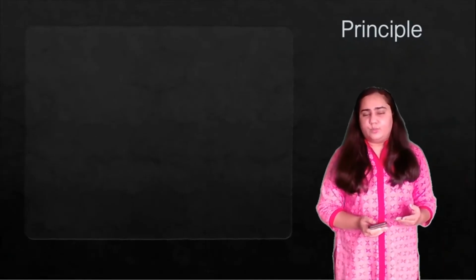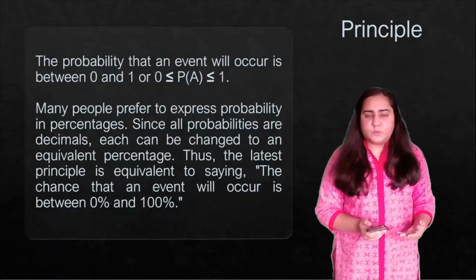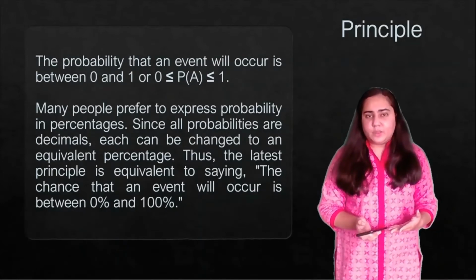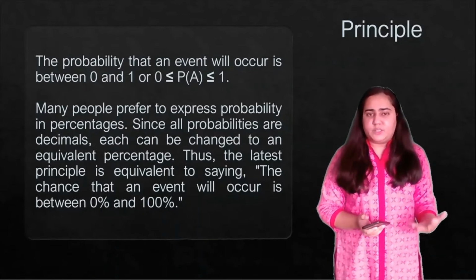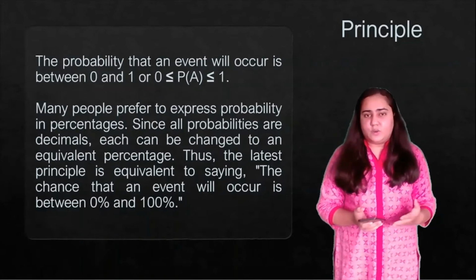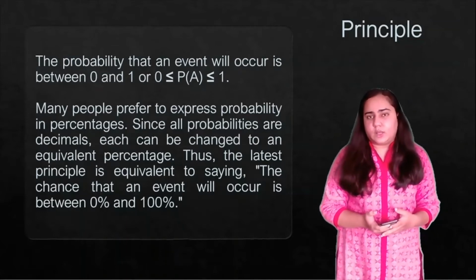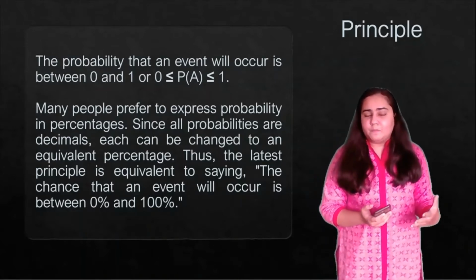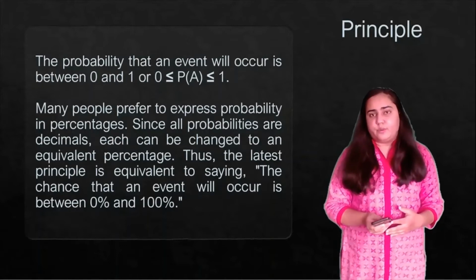Now, next you need to know the principle of probability. The probability that an event will occur is always between 0 and 1. But many people prefer to express probability nowadays in the form of percentage. And because probability is on the scale of 0 and 1, you can easily scale that to 0 and 100. So it's very easy to do that. And that is also something that you can describe probability in. It could be between 0 and 1, or it could be from 0 to 100 percent. That is the principle of probability.